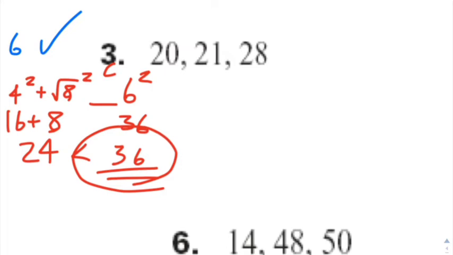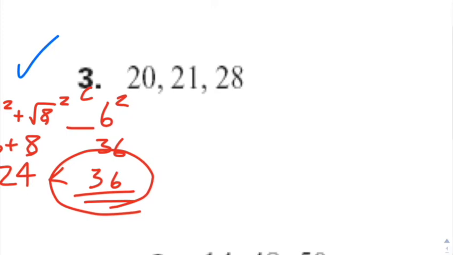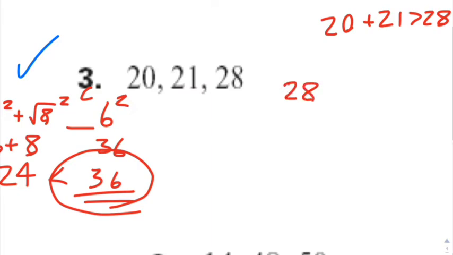Okay, next one here, let's go ahead and take a look. 20, 21, 28. So first of all, just double check. 20 plus 21, definitely greater than 28. So we're good to go there. So then we'll go and double check. I'm going to do the c squared stuff first. So we'll go 28 squared, blank, and then we'll see what 20 squared plus 21 squared is.